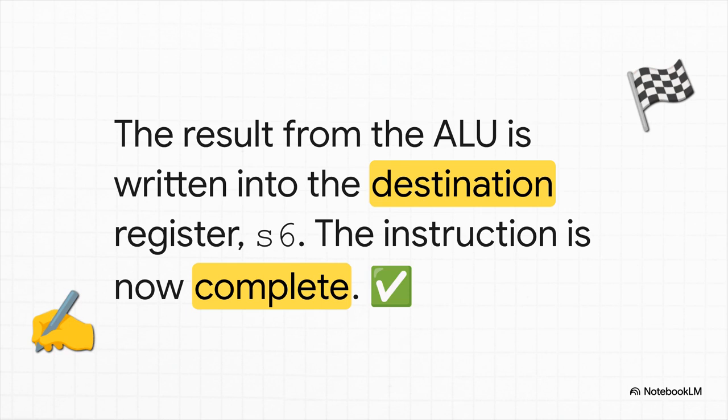That brings us to the final step: write back. The result that the ALU just calculated is sent over to our destination register, S6, and it overwrites whatever was in there before. And that's it. The instruction is complete, and the program counter gets ready to fetch the next one.